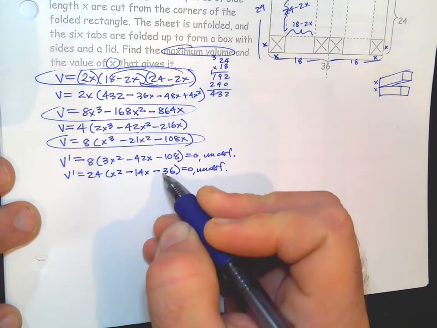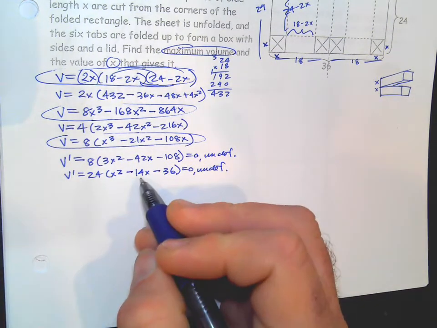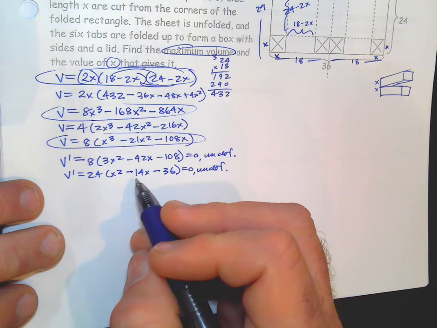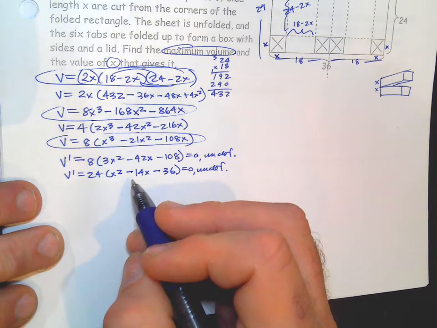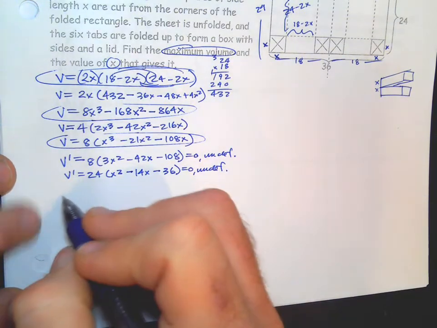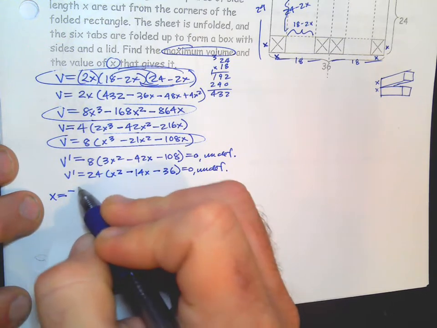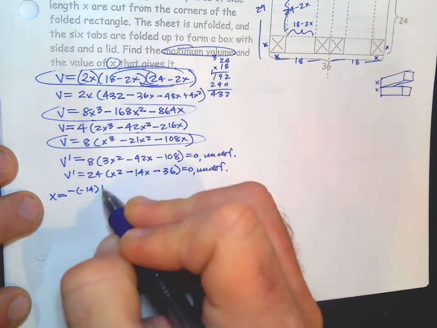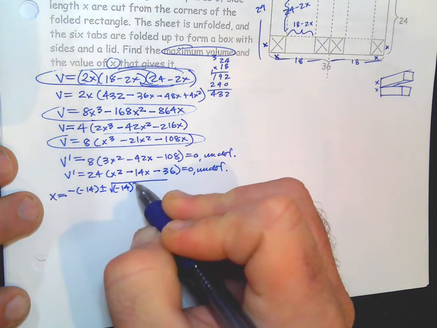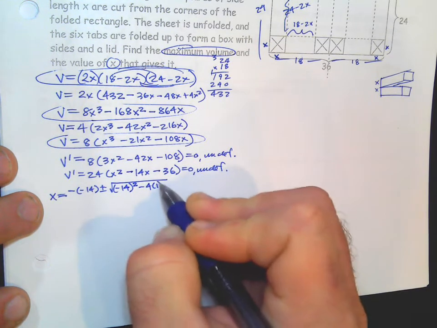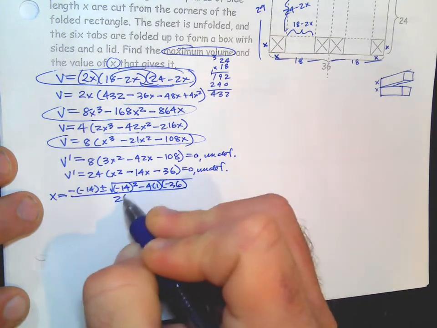Now, you could try and factor this. But 6 and 6 is 12, 4 and 9 is 13, 2 and 18 is 20, 1 and 36 is 35. So I don't think it's going to work. We're going to have to use the quadratic formula again. Negative b plus or minus the square root of b squared minus 4ac, all over 2a.